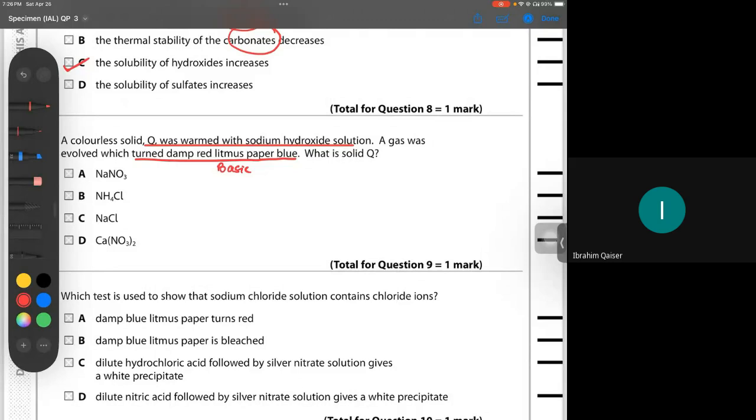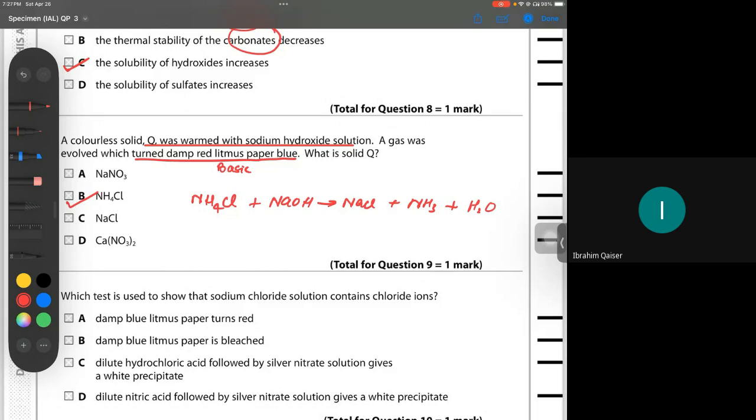Ammonium. We have only one option, that is B. Let me tell you the equation. When ammonium chloride reacts with sodium hydroxide, it produces sodium chloride, ammonia and water. It produces ammonia gas, which is a basic gas. It can turn your red litmus blue.